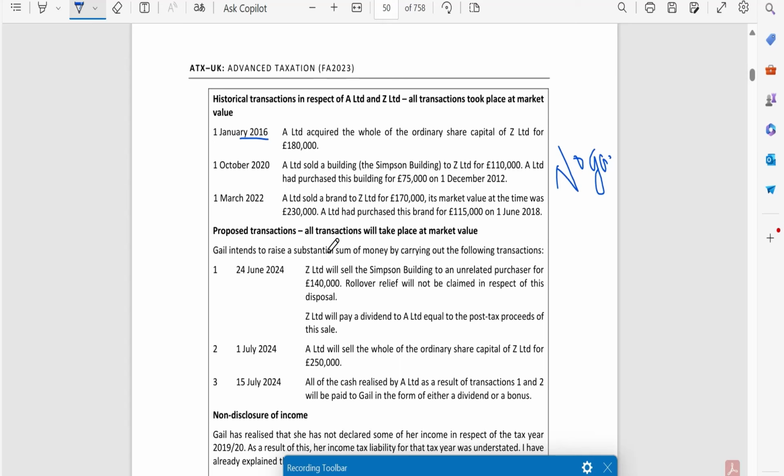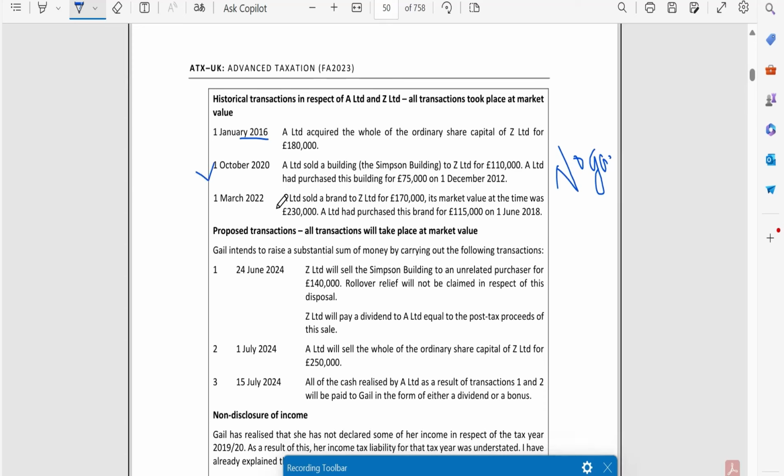Okay, yeah. So now my mind gives the hint about no gain, no loss because both of them are part of the group. So any asset transfer between them, whether tangible or intangible, will be at no gain and no loss. The asset transfer is at cost plus indexation allowance, but the transfer will not be subject to CGT. So my mind gives a hint about this.